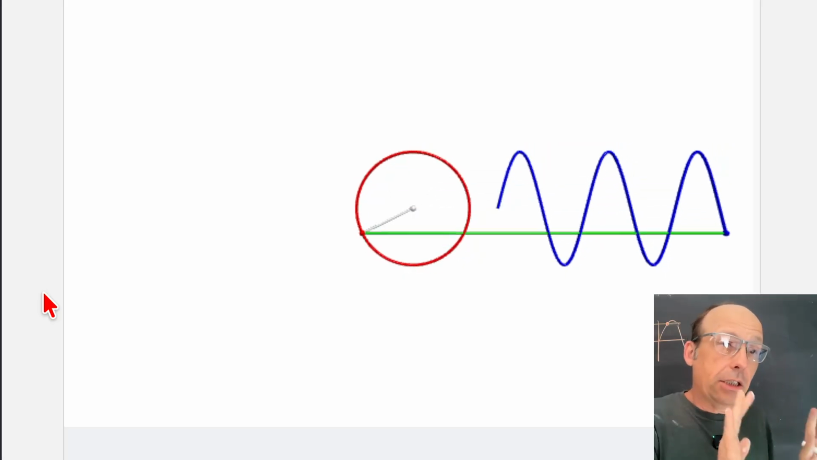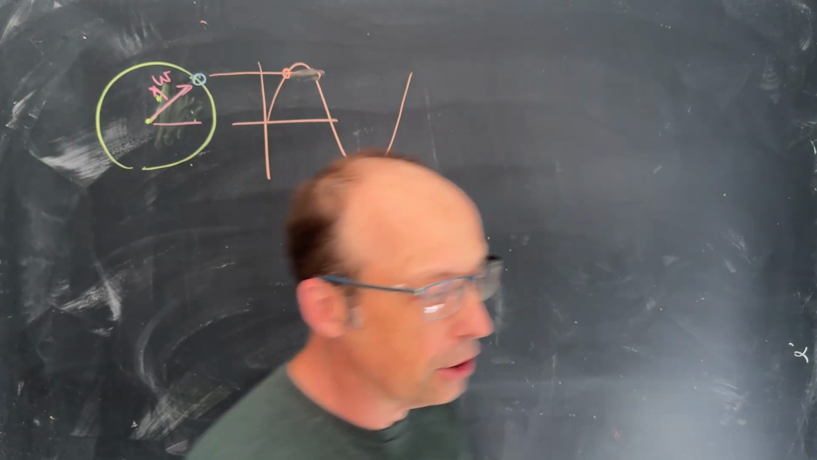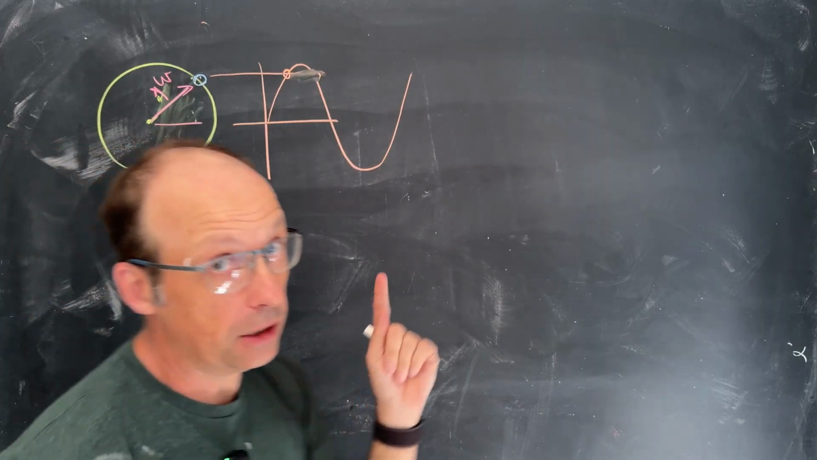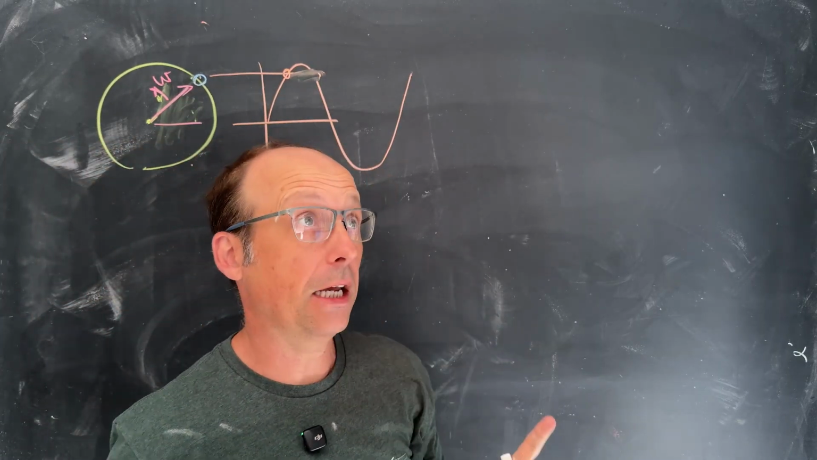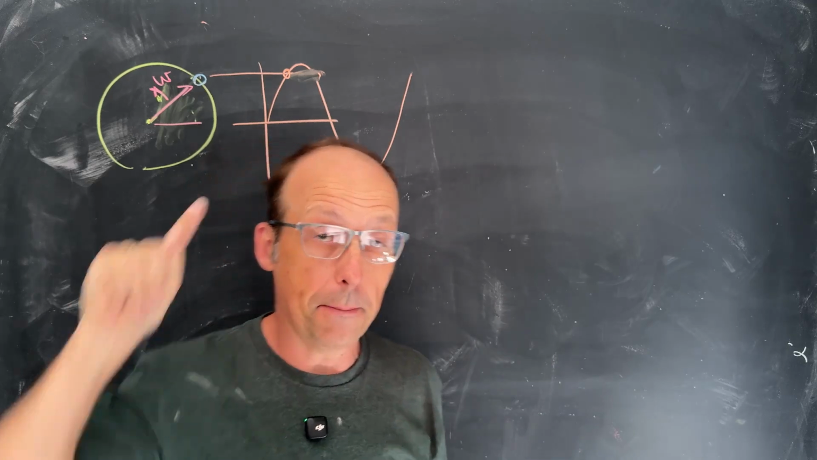So let's get started. I'm actually going to start on the board and talk about what we're planning to do. Okay, so I have here an object moving in a circle. That's my number one thing I have to make. I have to make an object moving in a circle. I'm going to do that in VPython, web VPython.